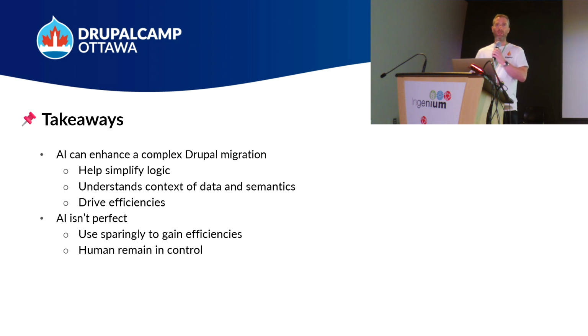And so the takeaways from this are that AI can be used to enhance a migration, to speed it up. It can help simplify the logic, as we saw with the paragraph extractor, and it helps us drive efficiencies. But at the same time, AI isn't perfect. We like to use it sparingly where we gain efficiencies, but we don't want to rely on it for our whole migration. So to be able to use it to speed things up, but still remain in control, where the human remains in control, that's one of our main focuses there.